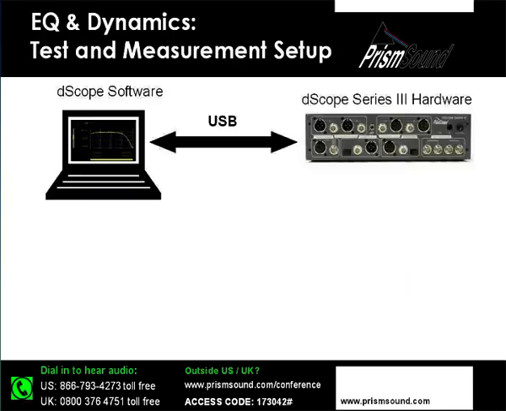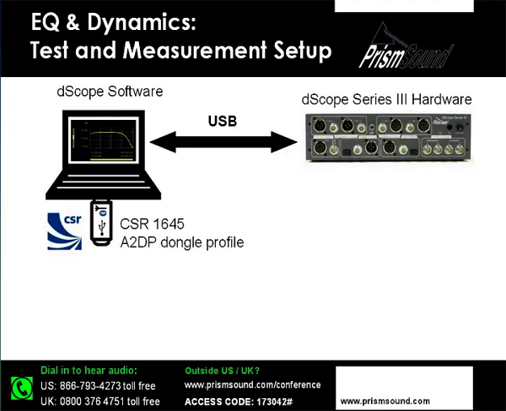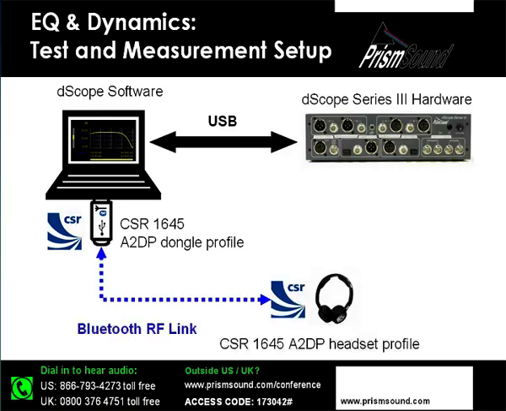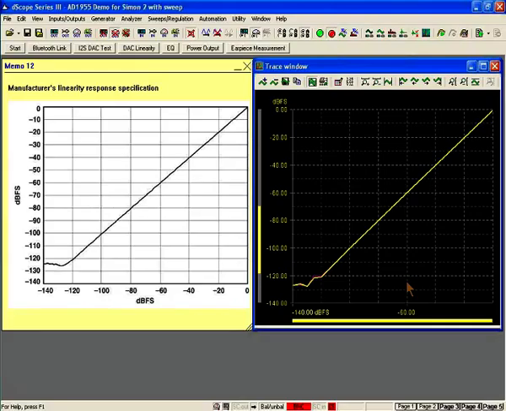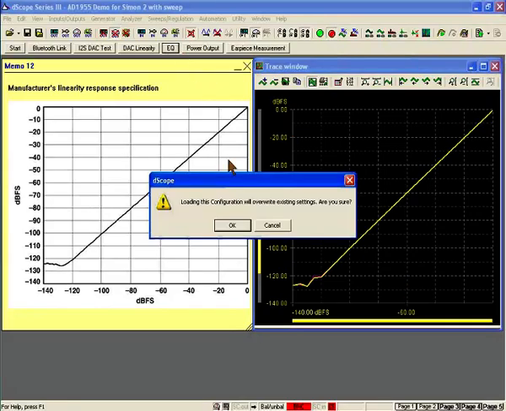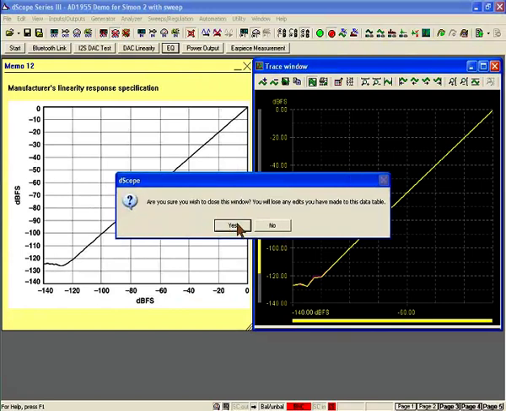So before we take a look at that measurement, let's just once again explain the setup that we have here today on the bench in front of us. And we are of course once again using the D-Scope Series 3 tester measurement system. We are applying a signal over the Bluetooth radio link directly using the CSR 1645 Bluetooth transmitter dongle. And we're going to be making measurements on the analog outputs of our headset profile receiver. Okay, so let's jump into the measurement now, and let's open this test file here.